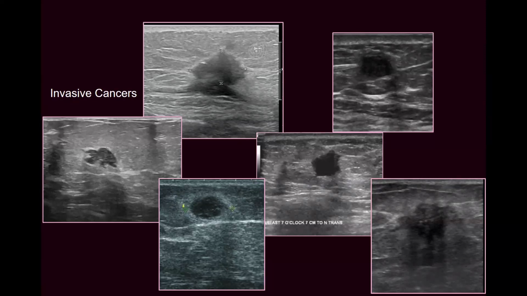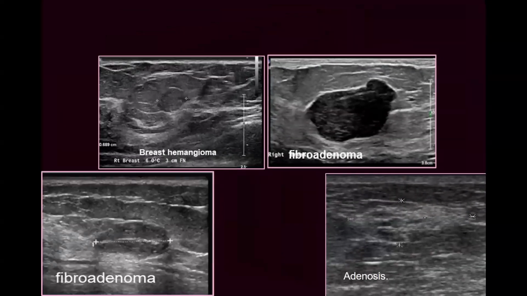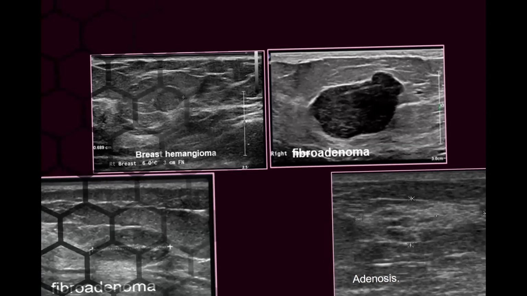Here, what we can see is a lesion completely surrounded by fat throughout. And not only cancer: this is a hemangioma, these are fibroadenomas, and this is adenosis, benign breast lesions completely surrounded by fat.